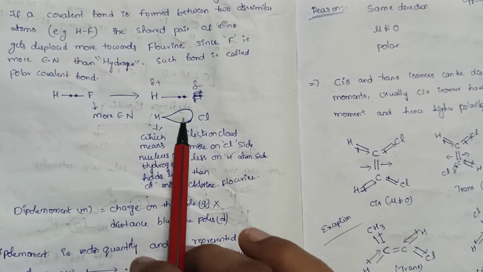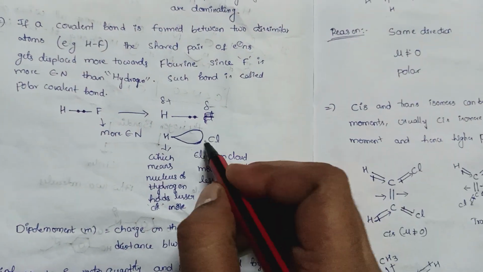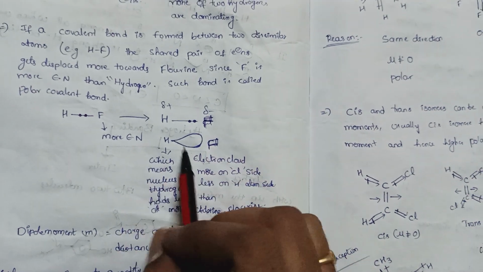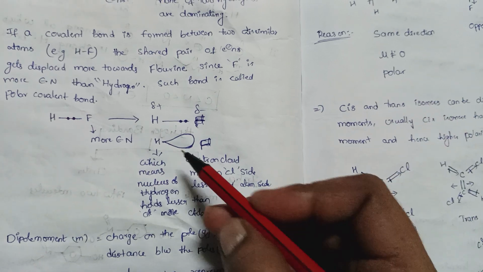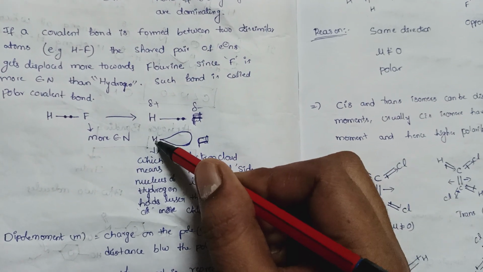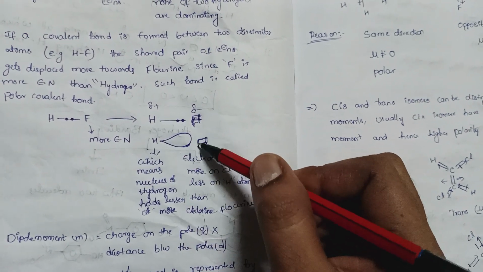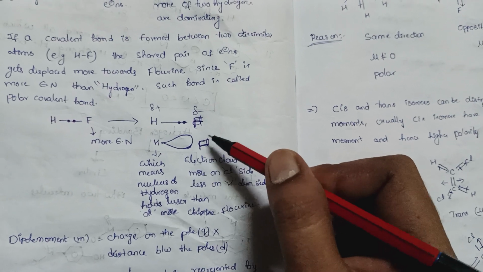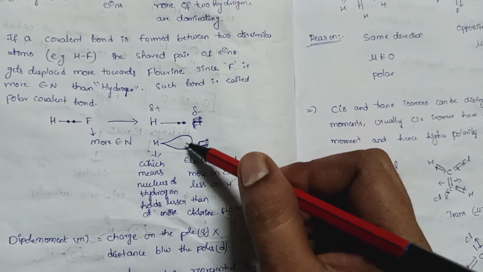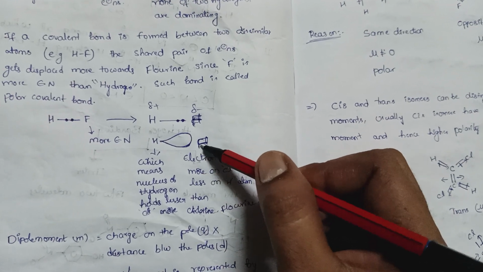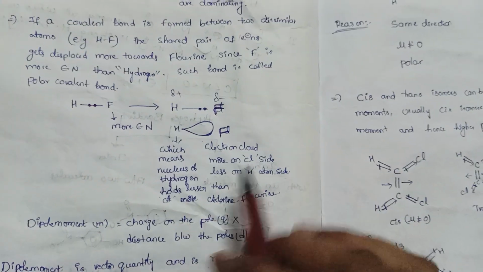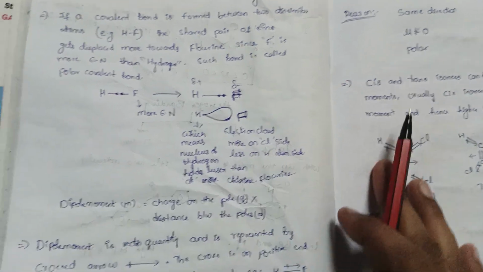The electron cloud is towards fluorine, meaning hydrogen holds fewer electrons. Fluorine has more electronegativity, so it pulls electrons towards itself. The electron cloud is more towards fluorine because its electronegativity is more.